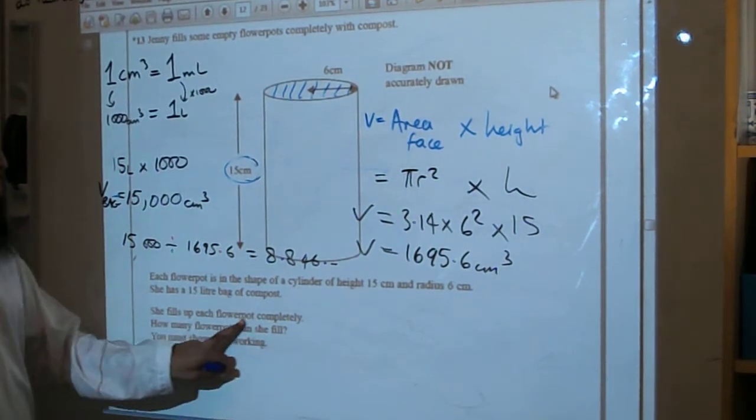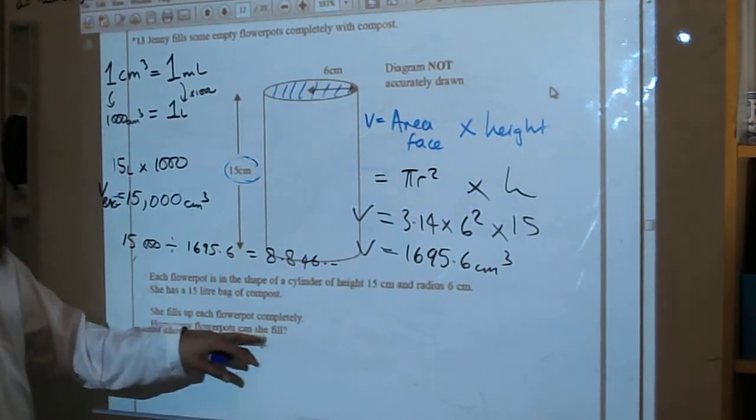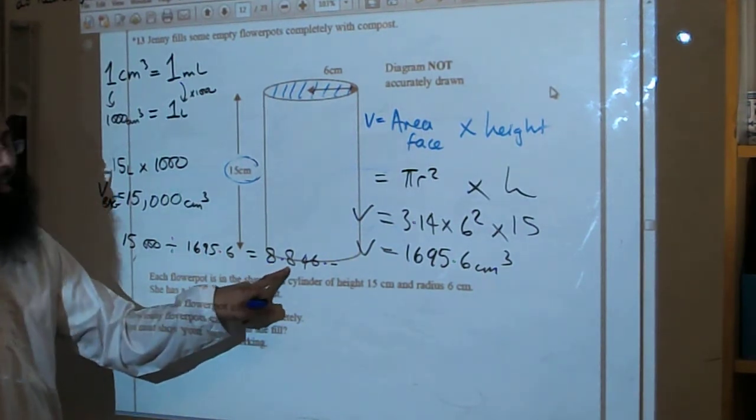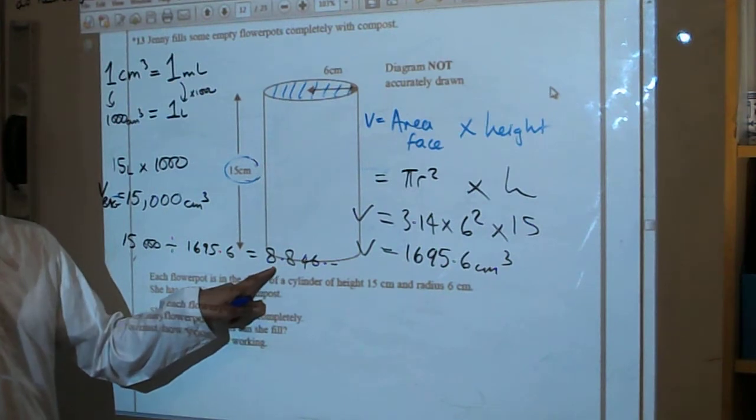She fills up each flower pot completely. How many flower pots can she fill completely? 8. So she hasn't got enough for the 9th one, so she can only fill up 8 completely.